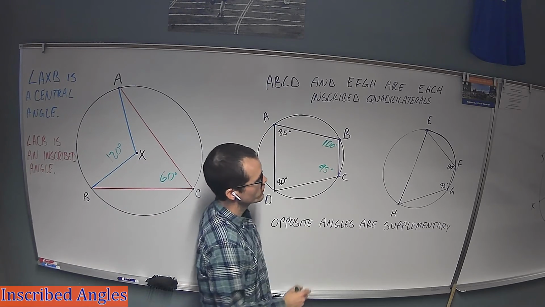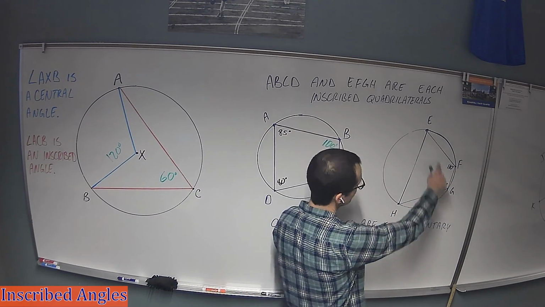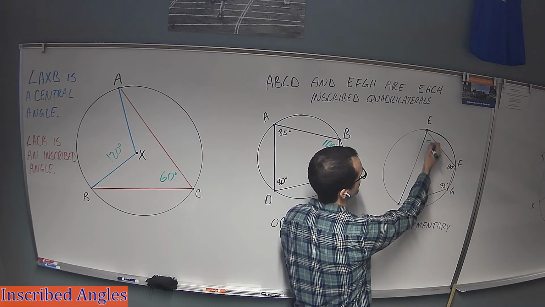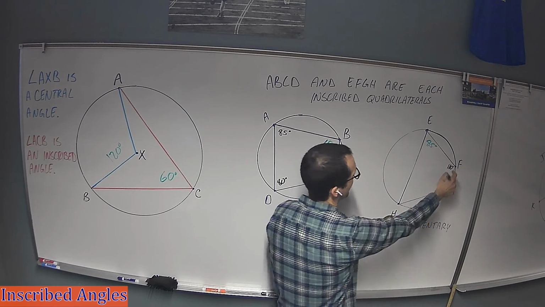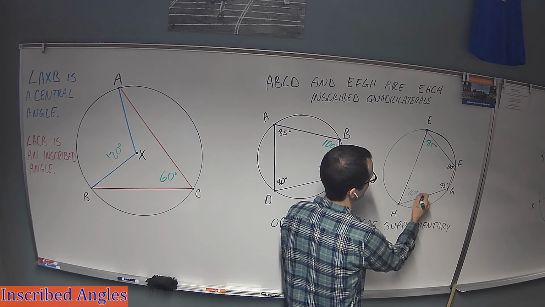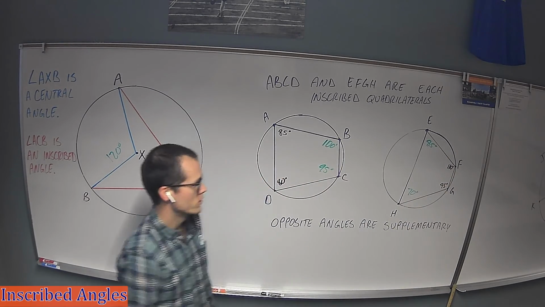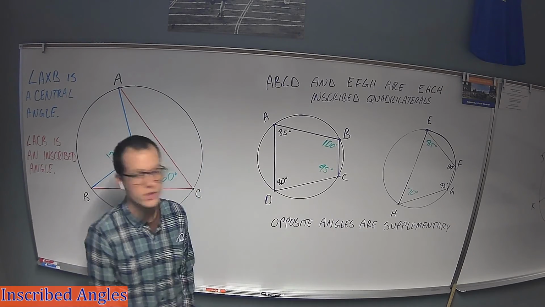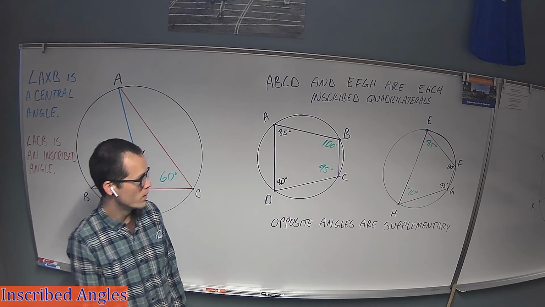We have EFGH over here. In the same way, I should have chosen different numbers. This isn't very creative of me. But if we have a 95-degree angle, that means its opposite will be 85 degrees, and the opposite of 110 is going to be 70 degrees because those are supplementary to one another. So opposite angles of inscribed quadrilaterals, always, always, always supplementary.